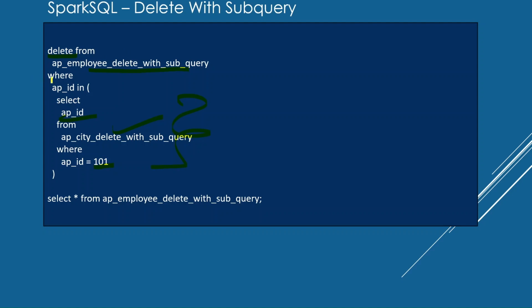And here we are using what? We are using APID IN. Suppose you are not using APID equal to 101 here; this APID may have multiple values. So I am going to show you how it behaves if you are not using this condition. But first, let's perform this subquery.